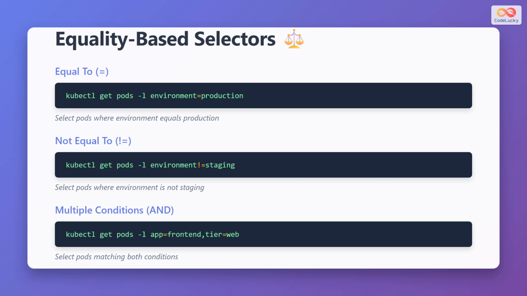Equality-based selectors use simple comparison operators. The equal to operator lets you select pods where a label matches a specific value, like kubectl get pods -l environment=production. This returns all pods where the environment label equals production. The not equal to operator does the opposite, selecting pods where a label doesn't match a value, like environment!=staging. You can also combine multiple conditions using commas, such as app=frontend,tier=web. This selects only pods that match both conditions simultaneously, giving you precise control over which resources you retrieve.